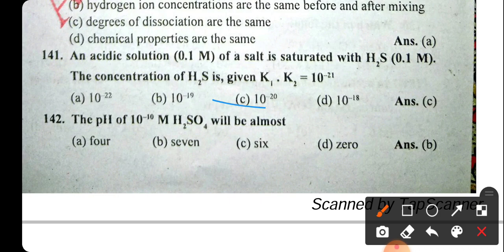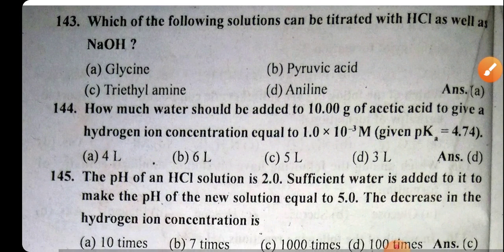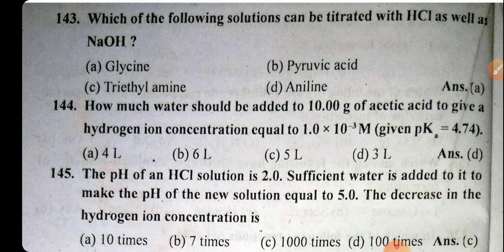Now the next question is the pH of 10 to the power minus 10 M H2SO4 will be almost, option number B, that is 7. Okay. Now the next question is which of the following solutions can be titrated with HCl as well as NaOH? That is option number A, that is glycine, will be the right answer.